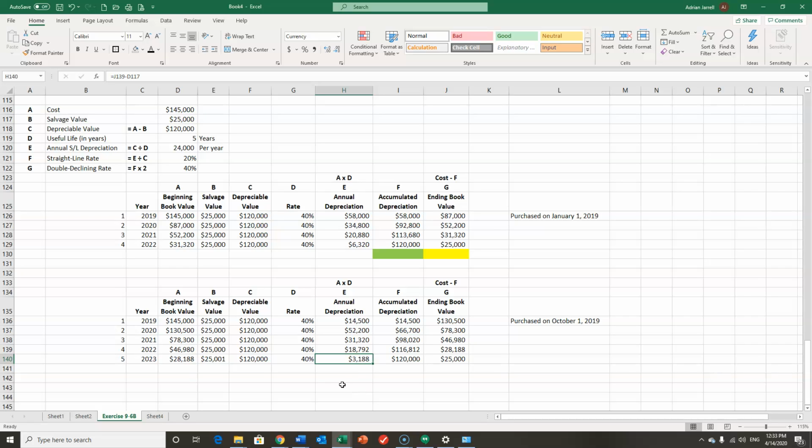Again, when you're doing double declining balance or any declining balance calculation, that last year is going to have to be forced. It won't work out because we're computing depreciation based on the beginning book value each year, but we're not counting the salvage value. That's why at the end the calculation messes up.